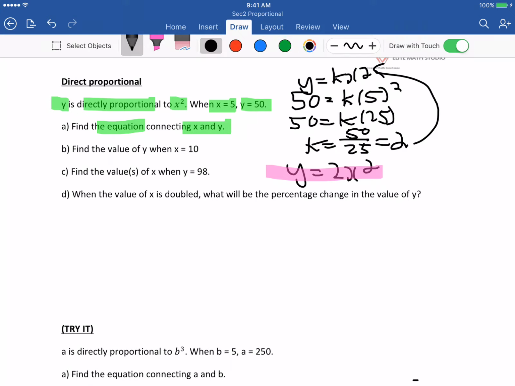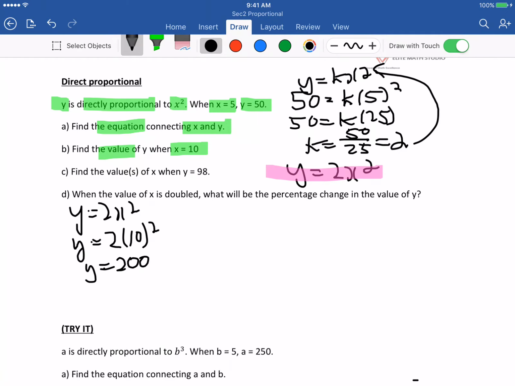Okay, now next one, find the value of y when x equals 10. Use back the equation, y equals 2x squared. Replace x by 10. So it's y equals 2 times 10 squared. So y equals 200. That's the answer. Next one.